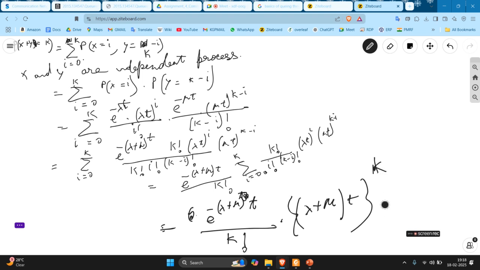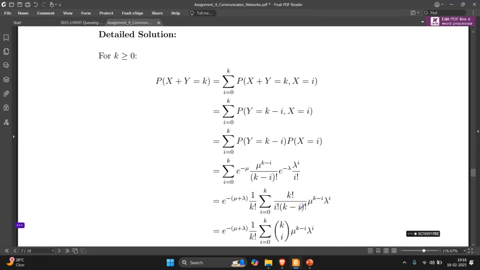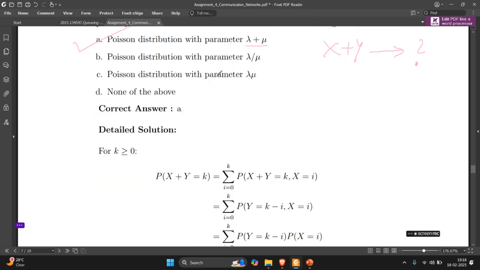So this will be basically Poisson with parameter lambda plus mu. So it is again Poisson: the sum of two Poisson distributions is Poisson with the parameter lambda plus mu. So the correct answer is option A.